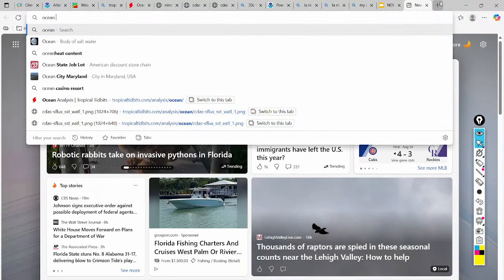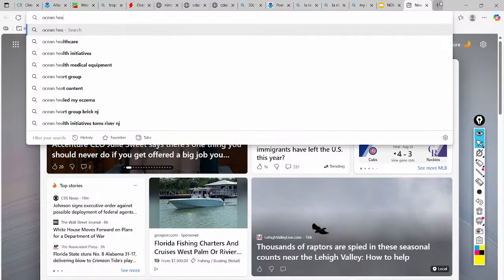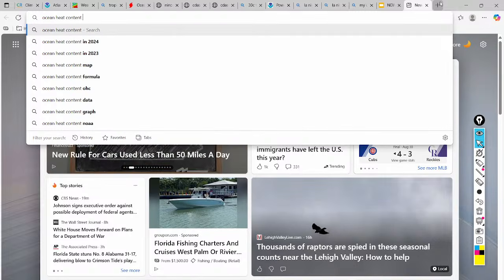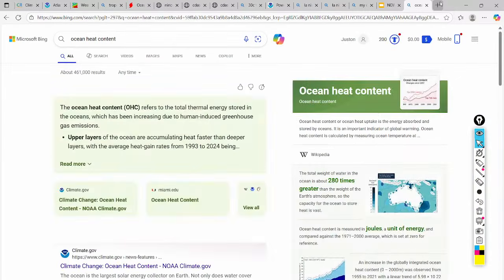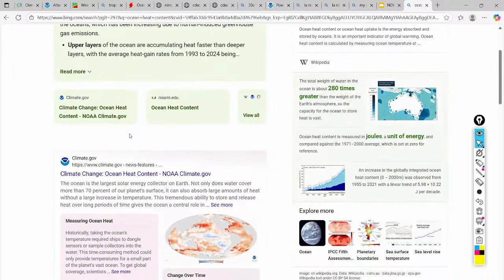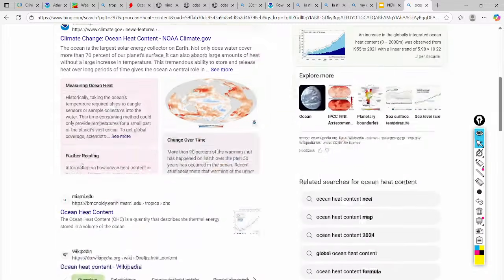Ocean heat content. We need to take a look at ocean heat content. I'm telling you guys, we're looking through everything right now. We're waiting on the GFS, the 00s, and while we're waiting, we're taking a look at a general gist of the Atlantic hurricane season.